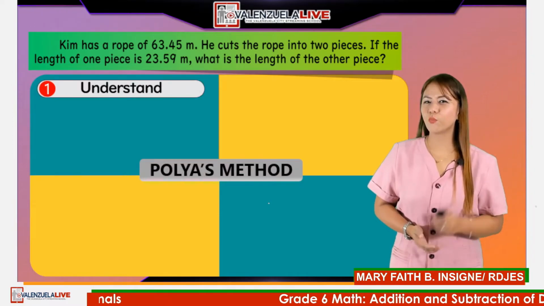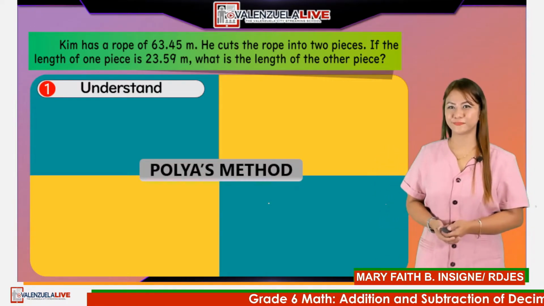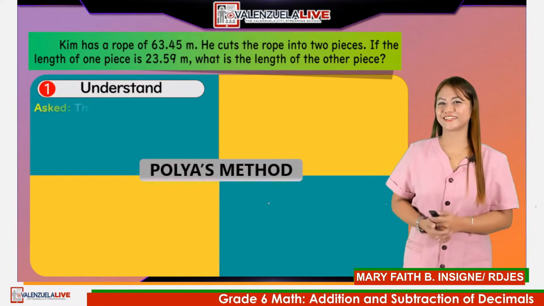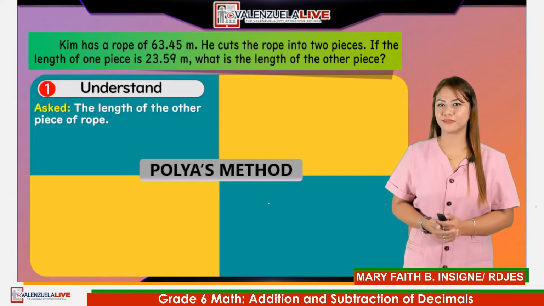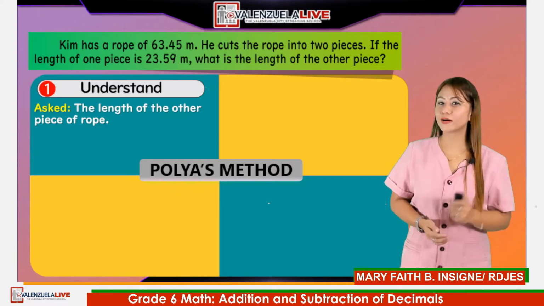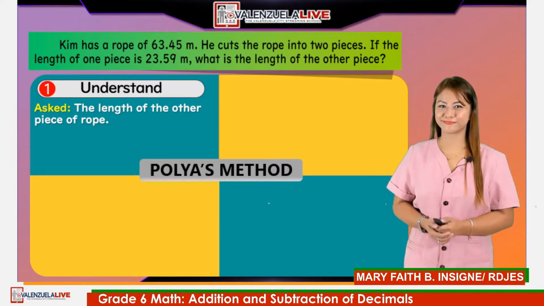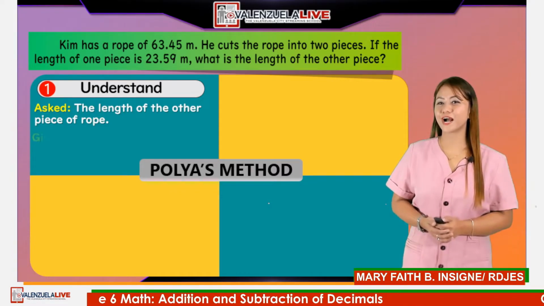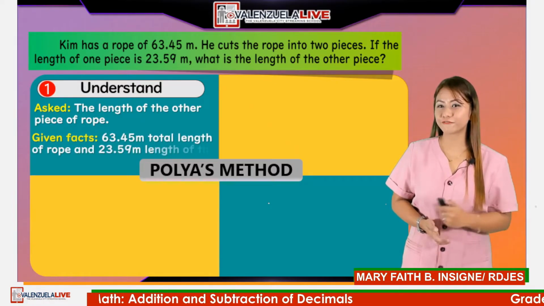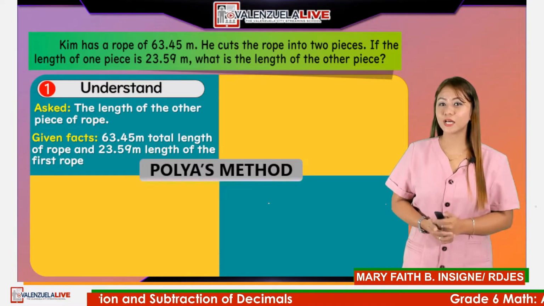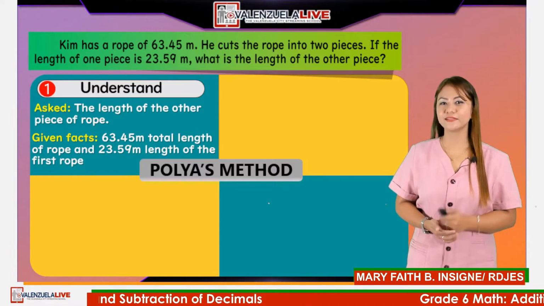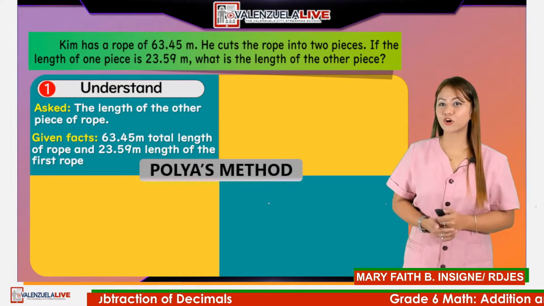Letter A, what is being asked in the problem? Correct. The length of the other piece of rope. Letter B, what are the given facts? Good job. We have 63 and 45/100 meters total length of rope and 23 and 59/100 meters length of the first rope.